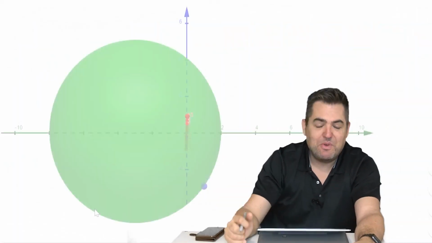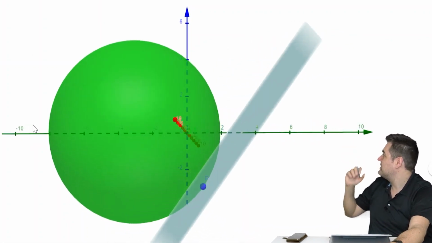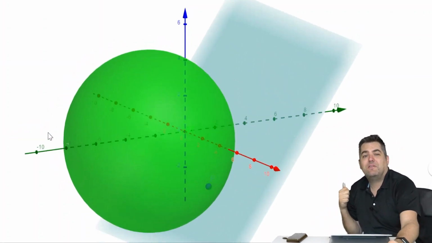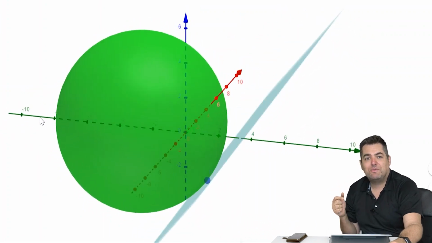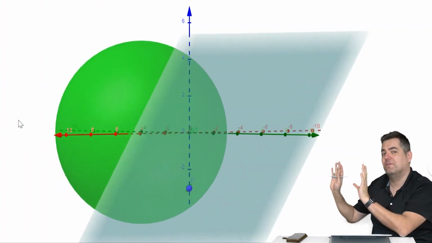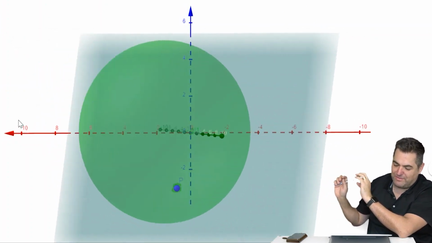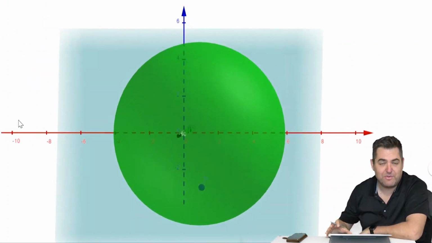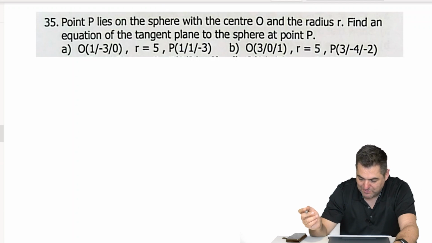I hope so. Good. So what I want to show you today is this here. I showed you so far how to get the equation of a sphere if you know the center and the radius. And what I want to show you today is a plane which touches the sphere. And that's basically number 35 in your green booklet. Let's take a look at what we have here.